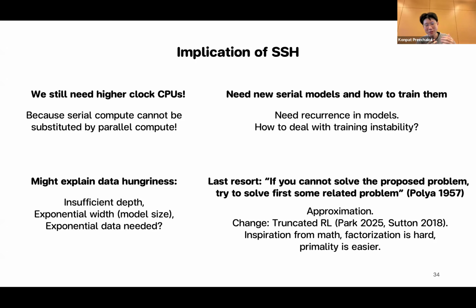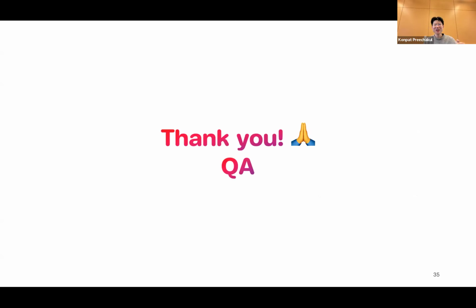I also would like to beg you to take inspiration from the same math problems. We know that factorization is very hard, and we've tried it for thousands of years. But while trying to solve this problem, we also came up with a lot of satellite problems, like primality, and we know that it's much easier. We learned that because we wanted to solve factorization. So I think with that, I'll conclude the talk. Thank you for listening, and I think we are ready for the QA session.